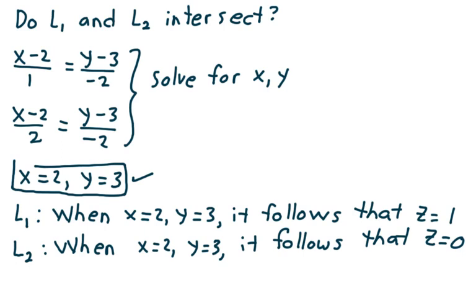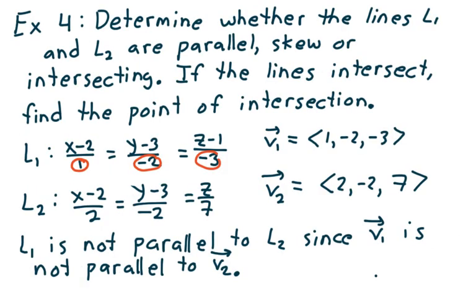So let me say that again. I'm going to take x equals 2 and y equals 3, and I'm going to plug those values into the symmetric equations for line 1 and line 2, and I'm going to solve for z. If I get the same value of z, then that tells me that the lines intersect. If I get different values of z, that tells me that the lines are skew.